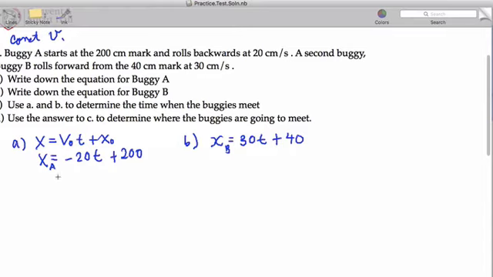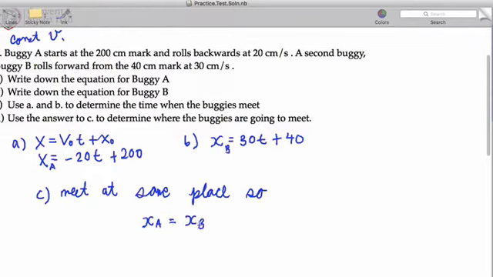So we actually did this lab early in the year. And so they meet at the same place. That's what it means to crash into something. It's when you're trying to be in the same place and at the same time. So I actually set these equal, and I solve. So negative 20 times t plus 200 equals 30 times t plus 40.